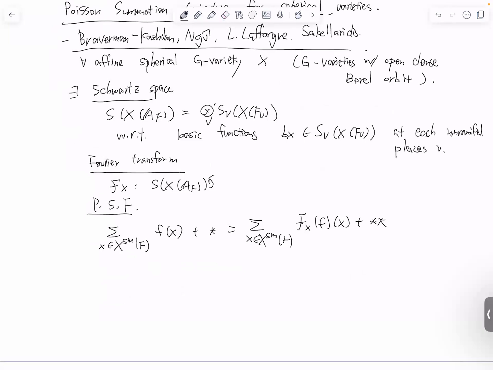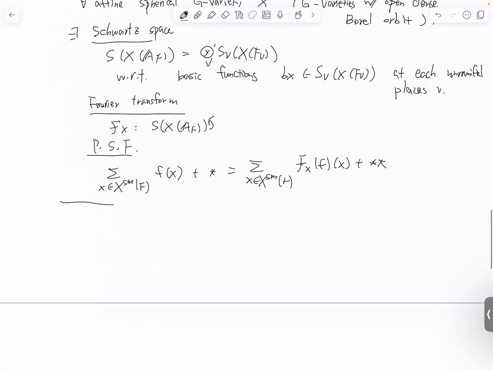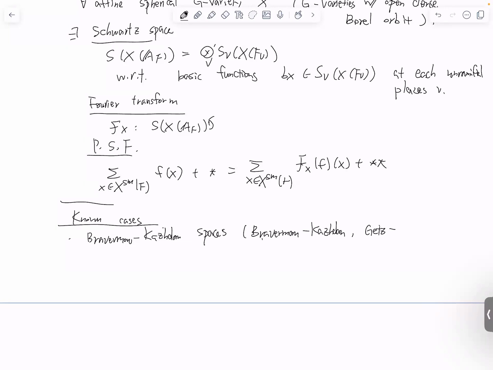So this is still a conjecture now, but there are a few known cases for this. So the first one is the Braverman-Kazhdan space. This is based on the early work of Braverman-Kazhdan, so the name is using their names. So this is due to Braverman-Kazhdan and refined by Getz and Getz-Liu.